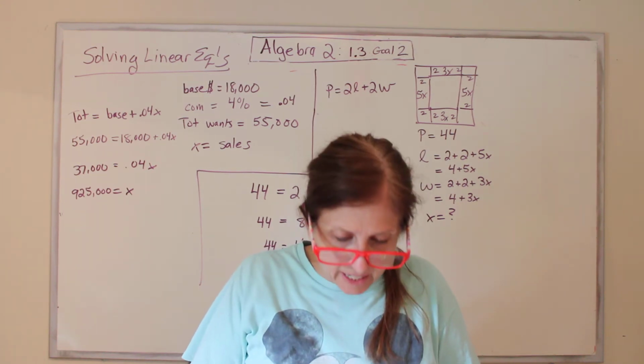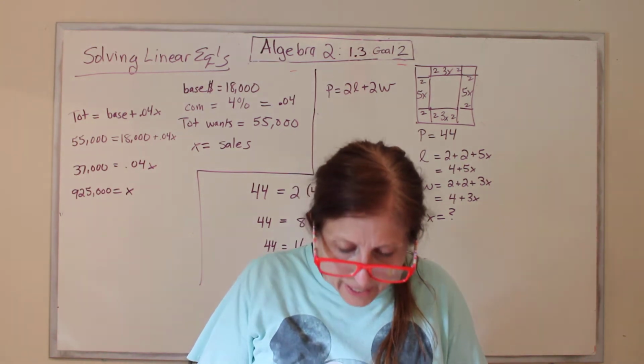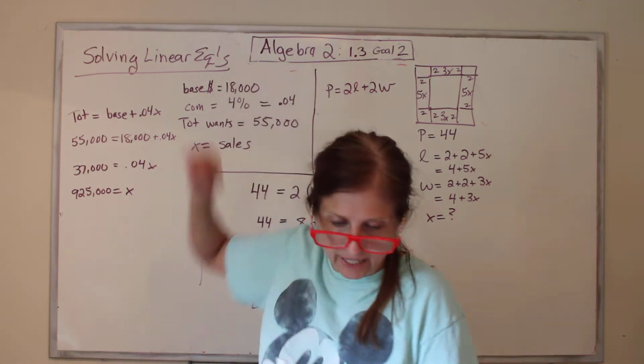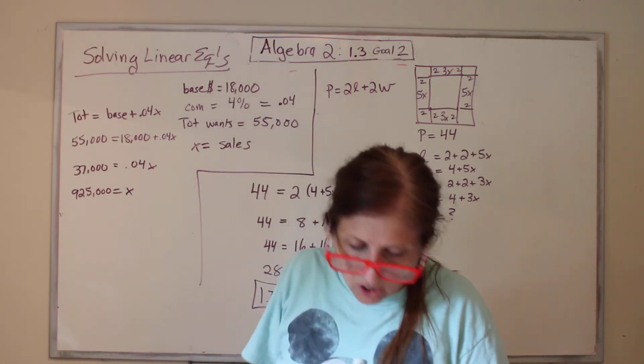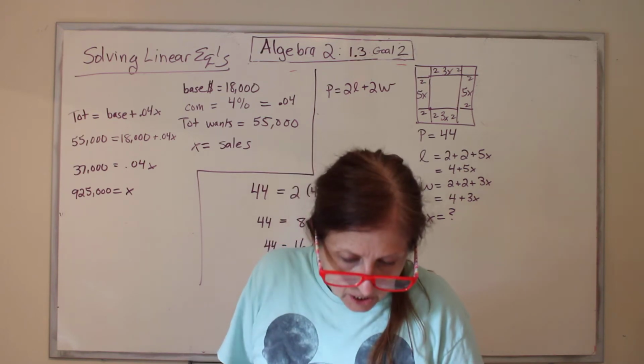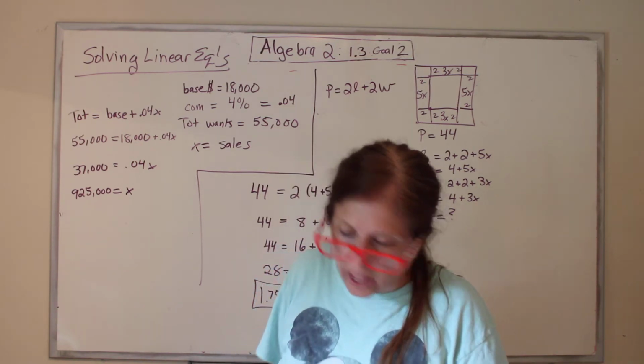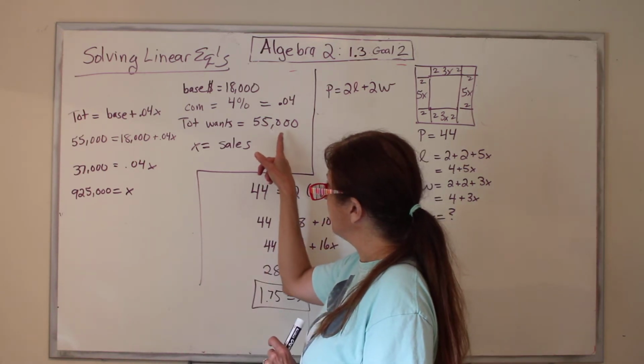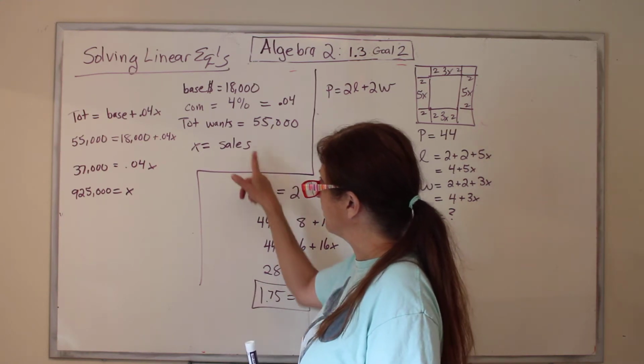A real estate broker's base salary is $18,000. She earns a 4% commission on total sales. How much must she sell if she wants $55,000?